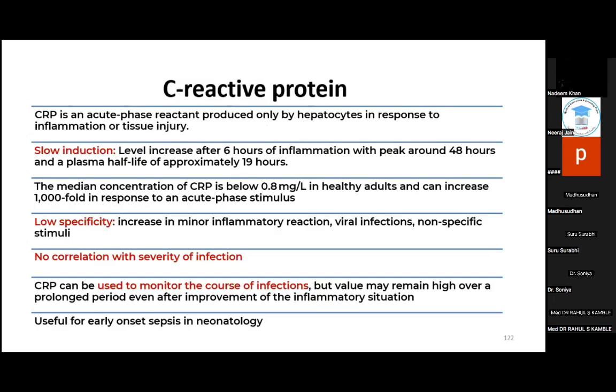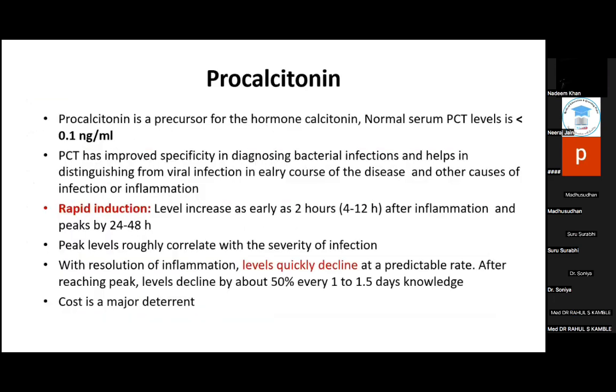So that was in short about PCT and CRP. CRP has a slow induction and low specificity. It is used to monitor the course of infections. Procalcitonin has a rapid induction. Peak levels roughly correlate with severity. It's a precursor for the hormone calcitonin. The normal level is about 0.1.